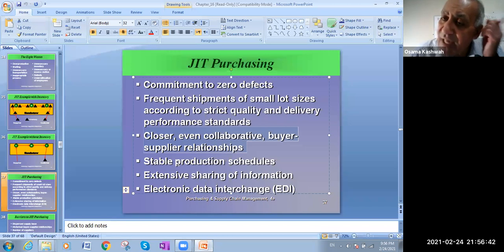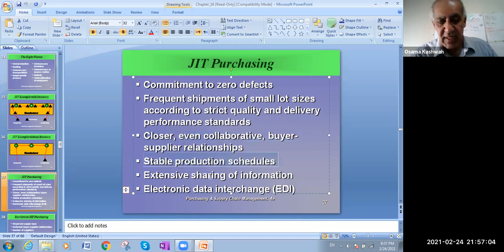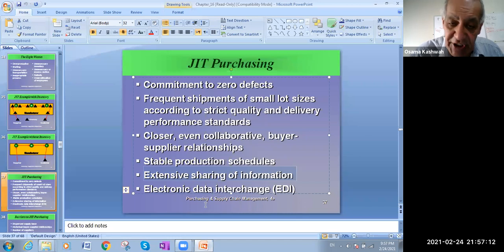There is direct contact between the supplier and the buyer. They are calling each other, harmonizing the sales and the procedures of the supply and the purchasing. Everything is arranged. Stable production schedules, because I know when I need. Extensive sharing of information, of course, because as long as the relationship between the supplier and the buyer is very effective, there will be more sharing of information. Electronic data interchange is another point.